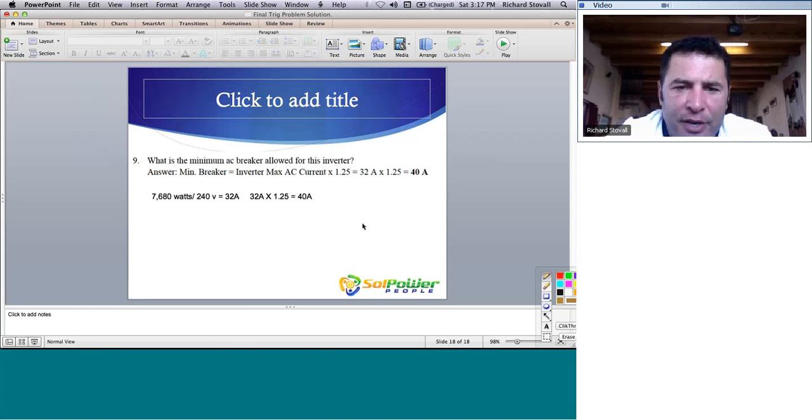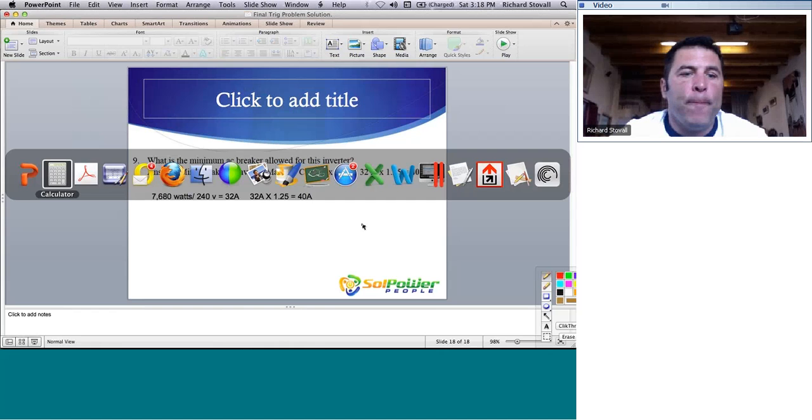And I don't have that code reference. There's a section in the NEC that has all of the standard breaker sizes, and I don't have that off the top of my head, but when it comes to me, I'll be sure to tweet it in the Solar MOOC so you guys can know where to look for those standard size breakers and fuses, for that matter.